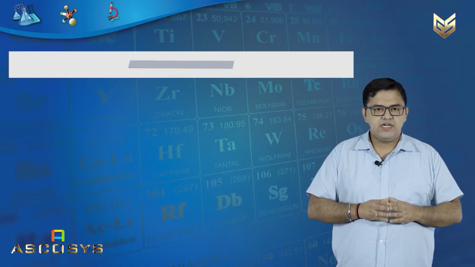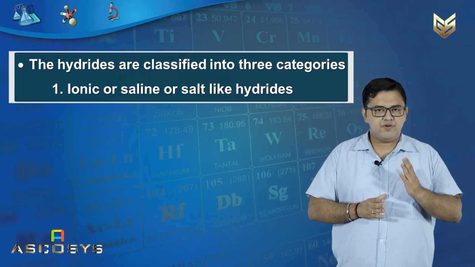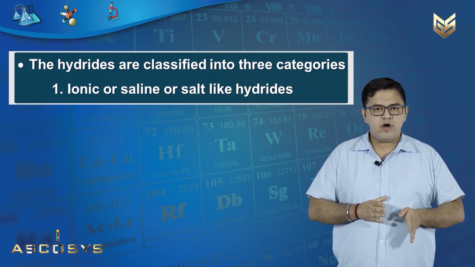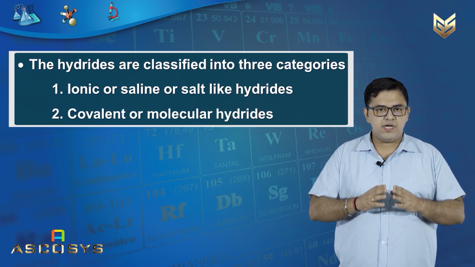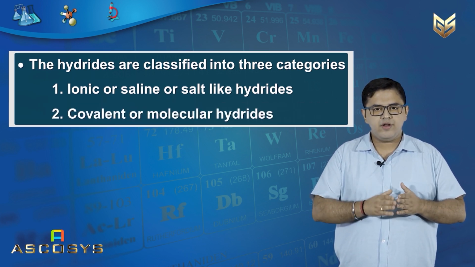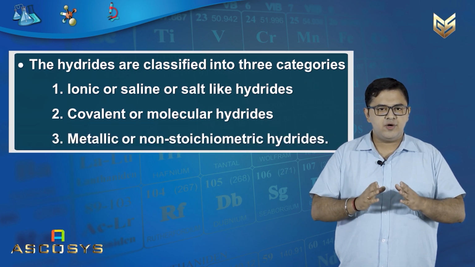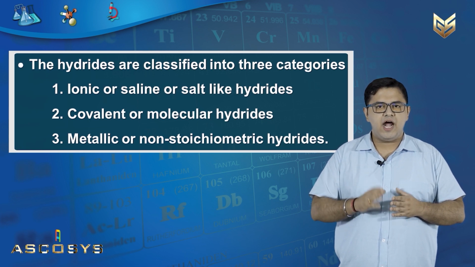Now, hydrides are classified into three categories. The first one is ionic, or it is called saline, or salt-like hydrides. The second one is covalent, or molecular hydrides. And the last one, the third one, is metallic or non-stoichiometric hydrides.